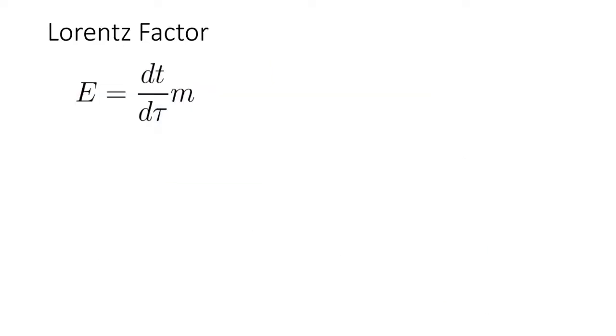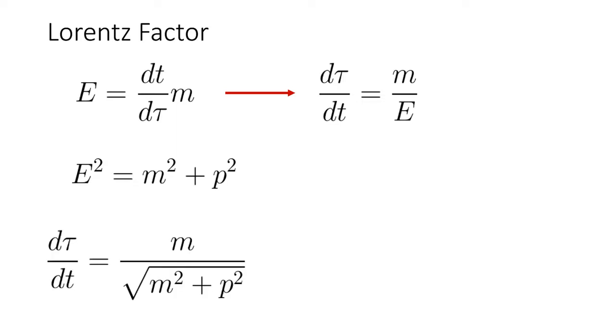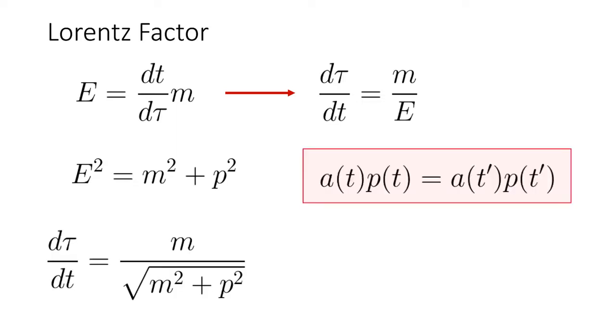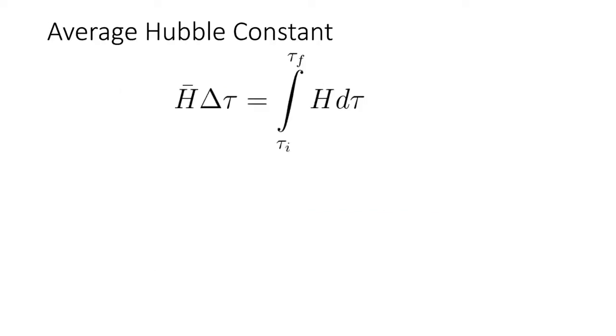Energy and mass are related by this Lorentz factor. That means we can write the Lorentz factor in terms of mass and energy. And from the energy-momentum relation, we can write the Lorentz factor in terms of mass and momentum. Recall the handy relationship we uncovered earlier. This gives us the Lorentz factor in terms of mass and momentum in an expanding universe. We can now evaluate the form of the average Hubble constant over time.